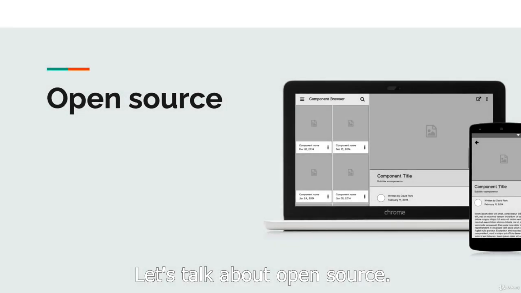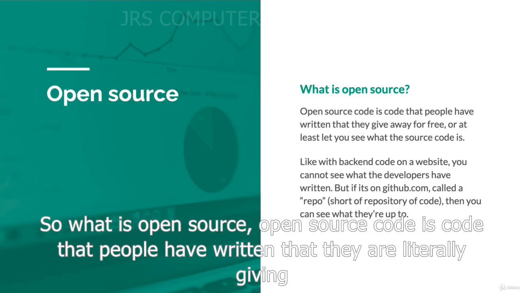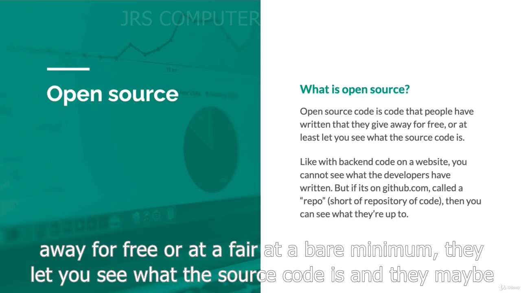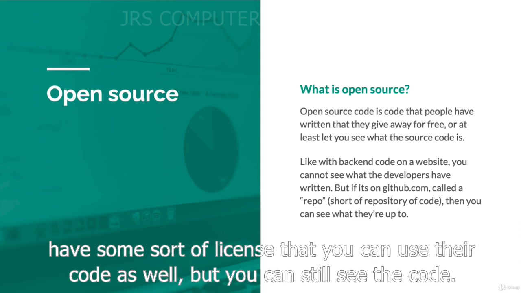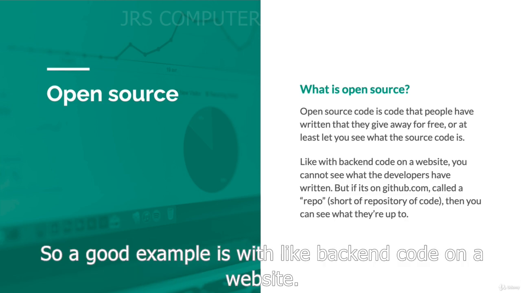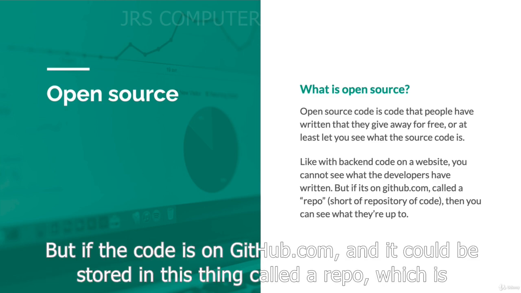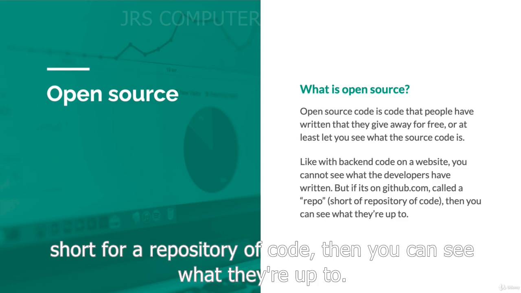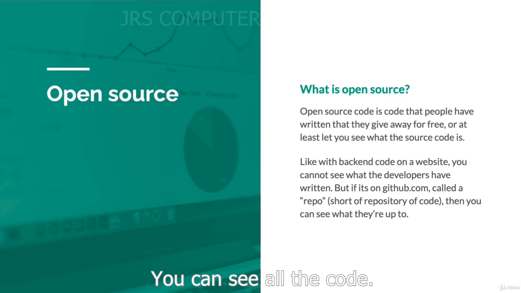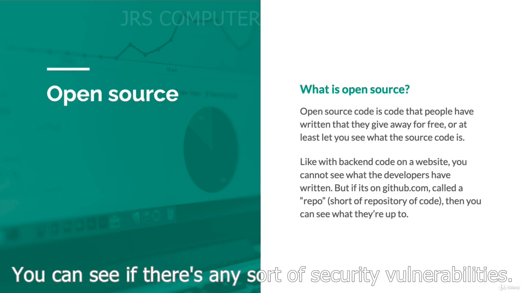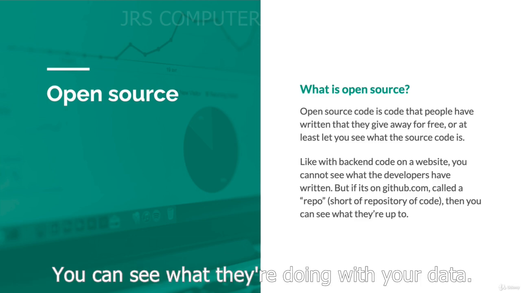Let's talk about open source. So what is open source? Open source code is code that people have written that they're literally giving away for free, or at a bare minimum, they let you see what the source code is, and they maybe have some sort of license that you can use their code as well, but you can still see the code. So a good example is with like backend code on a website. You cannot see what the developers have written, but if the code is on github.com and it can be stored in this thing called a repo, which is short for repository of code, then you can see what they're up to. You can see all the code. You can see if there's any sort of security vulnerabilities. You can see what they're doing with your data.